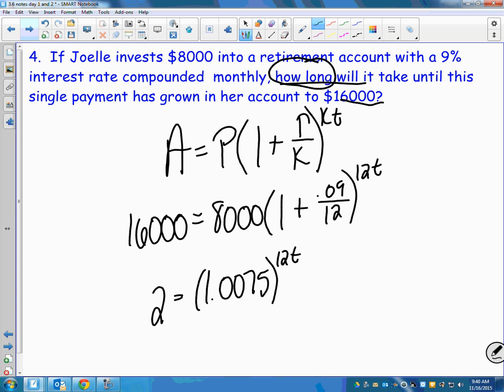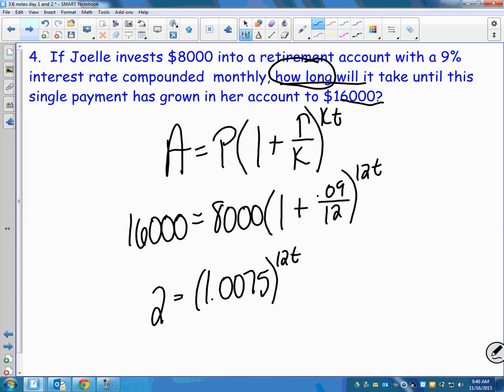I need to solve for t. What do I have to do so that I can get this t out of the exponent? How do we solve equations with an x up in the exponent? We ln both sides, because when you ln both sides, you can pull that out front. So that's what we're going to do over here, too.